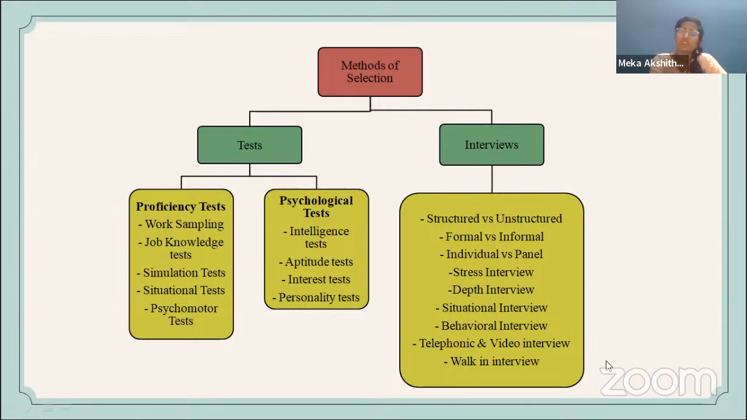So these are about different types of tests and different types of interviews. These are the methods we use in the selection process.